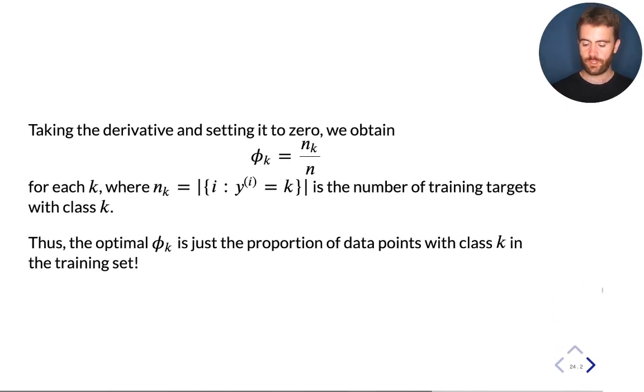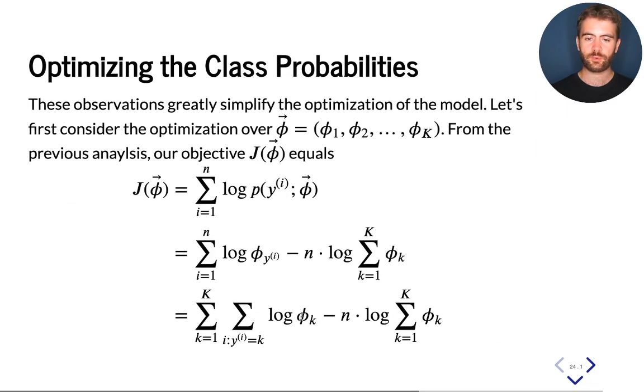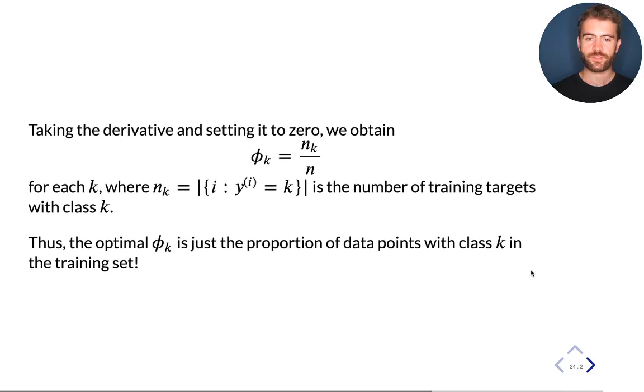And now it's really easy to check that by taking the derivative with respect to any of these terms, either relative to phi1 or relative to phi2, setting it to 0 and solving it. We can derive a closed form expression for the parameter phi k for every k. And this closed form expression that maximizes this value is going to be really simple.